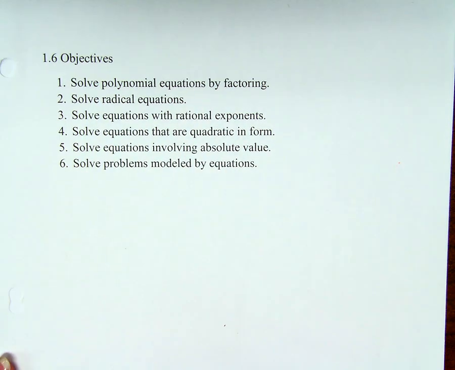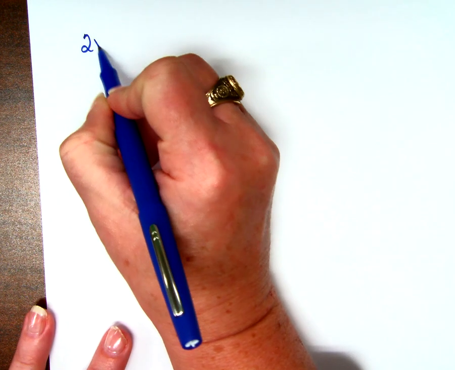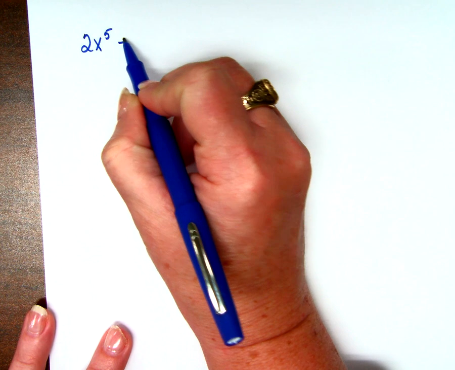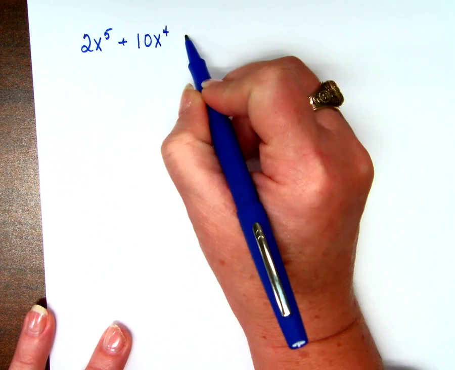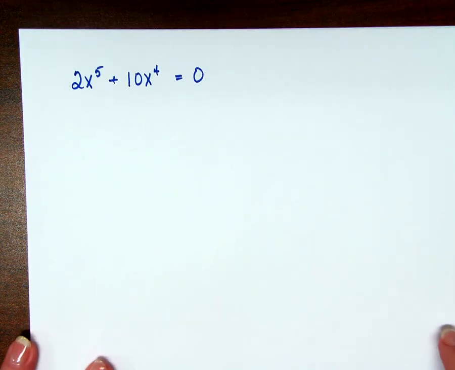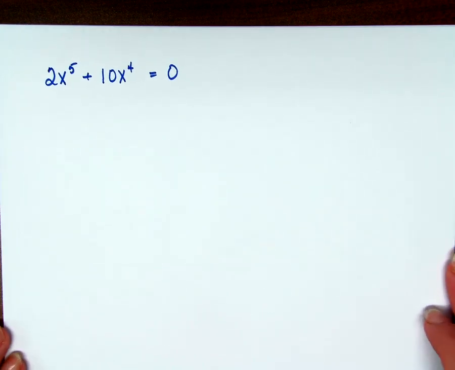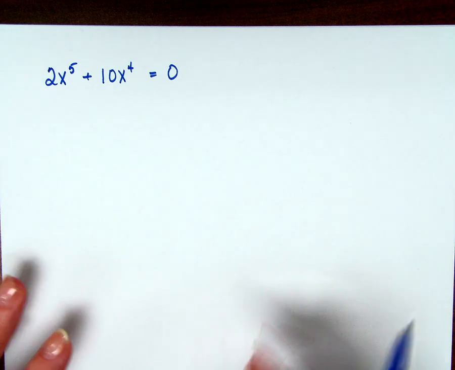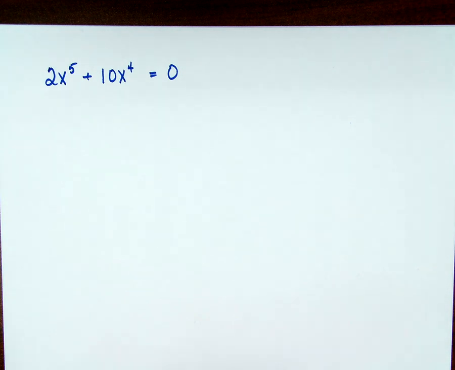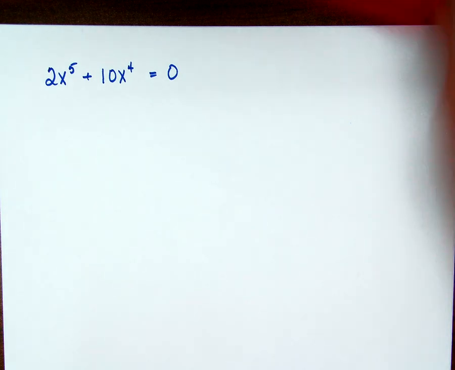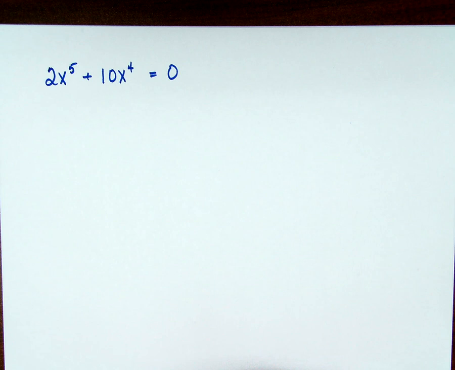So first of all, solving polynomial equations by factoring. Okay? 2x to the 5th plus 10x to the 4th equals 0. So if this is the problem I give you, what should we do first? Anytime we're trying to solve an equation, we want to see if there's anything that we could factor out of both terms. We want to try to find the greatest common factor. What is the greatest common factor between these two things?